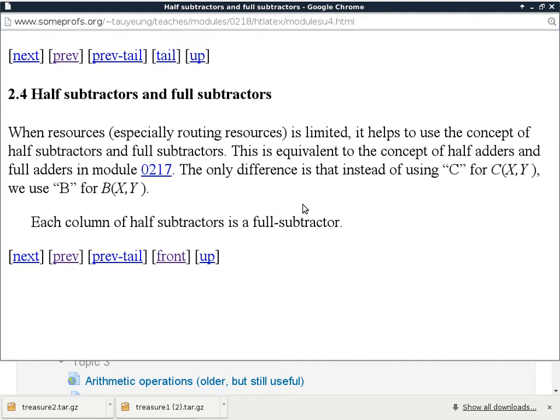All right, so it's a reference back to the full adder concept. Basically the picture in the full adder concept also applies to subtracting with a half subtractor and full subtractors.